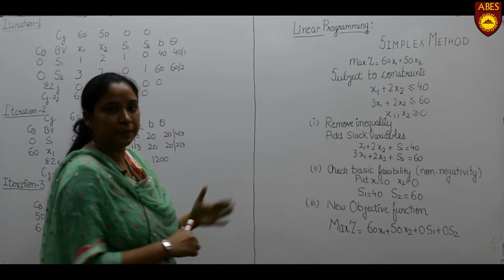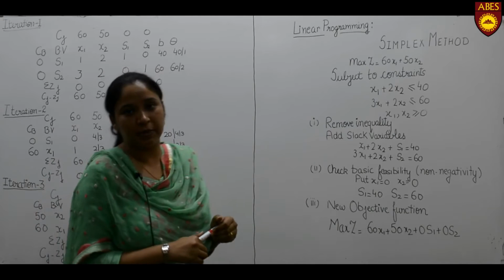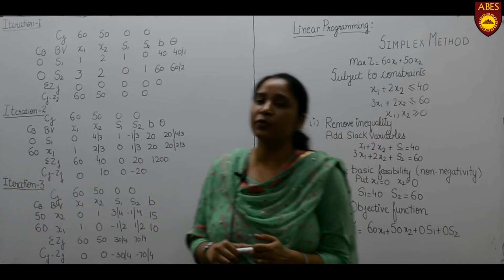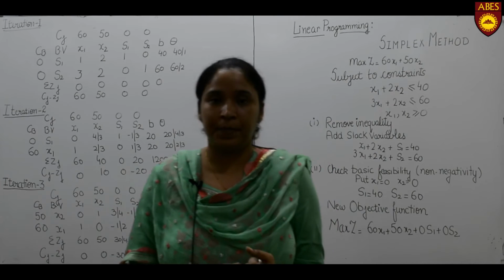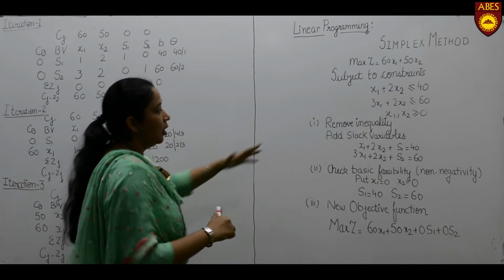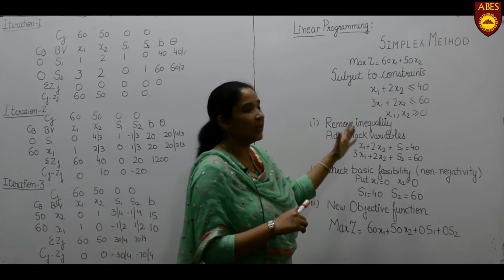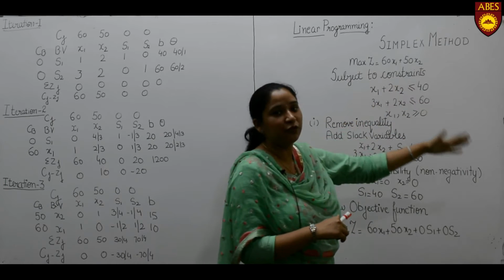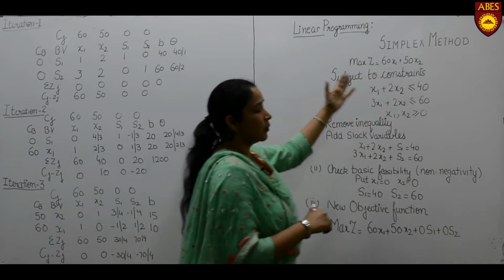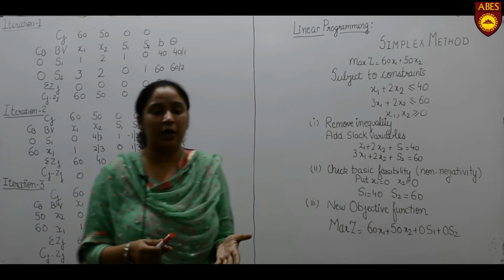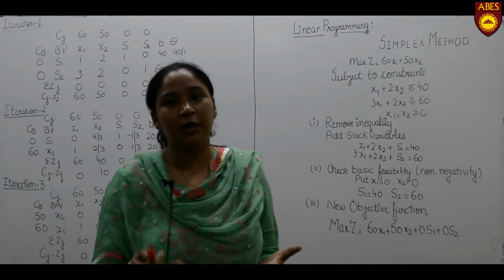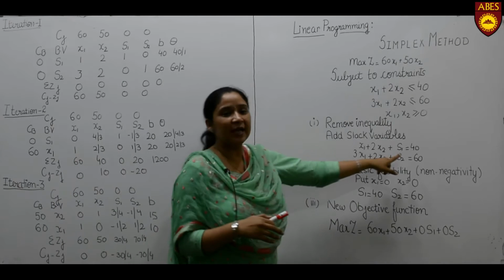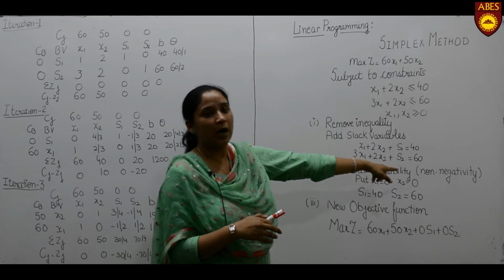I have written some basic steps for solving the simplex method. Here, because it is a maximization problem, there are a few steps which we should keep in mind. The first step is that we have to remove the inequality sign. Here we can see that x1 plus 2x2 is less than or equal to 40. So what will we do to remove the inequality? We will add a slack variable to it. A slack variable is used to equalize the LHS and RHS.